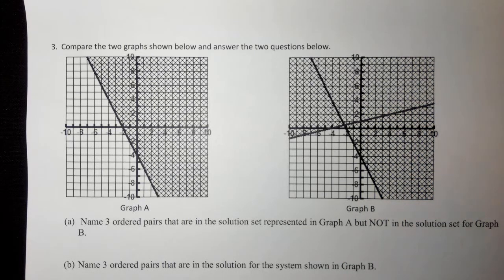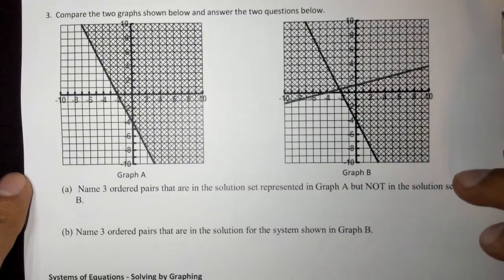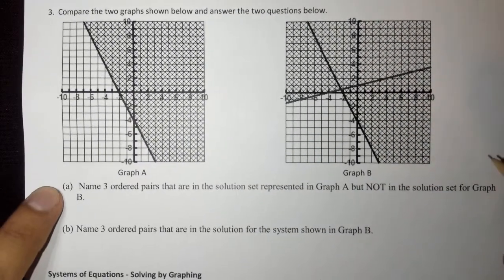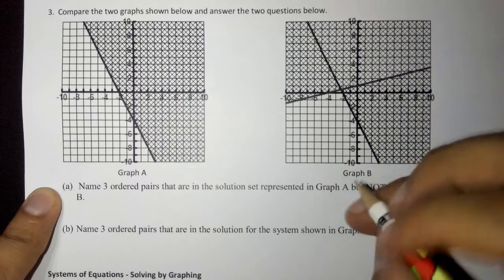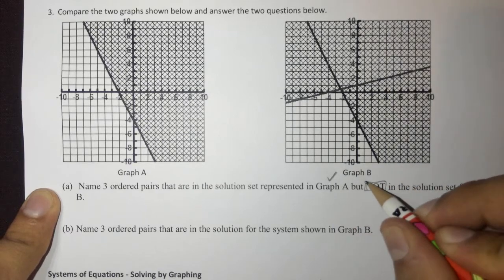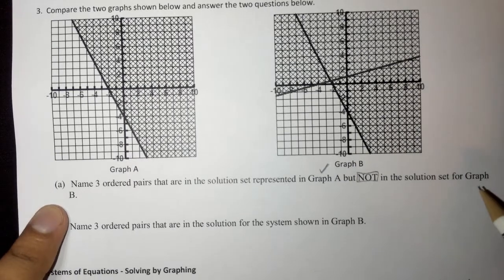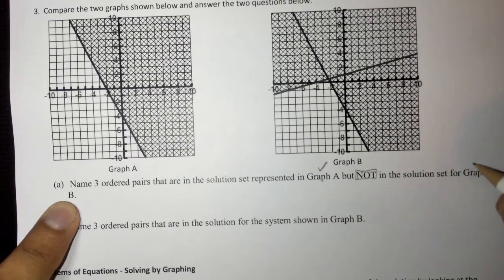Alright, we then jump to number 3. Number 3 says compare the two graphs shown below and answer the two questions below. Part A says name 3 ordered pairs that are in the solution represented for graph A. So we're looking for things that work for A, but not, again keyword here, it's even in all caps, not in the solution set for graph B. So we don't want them to work for B.